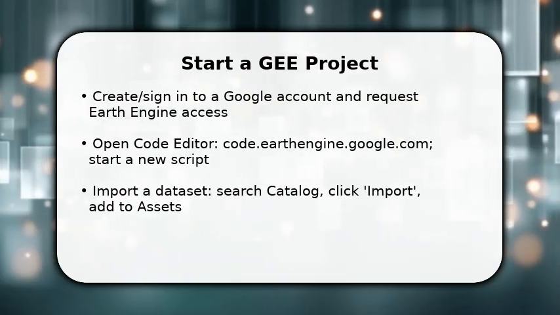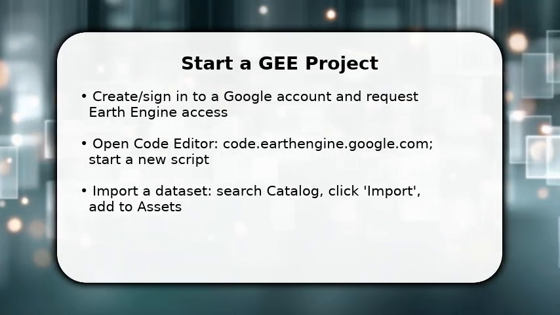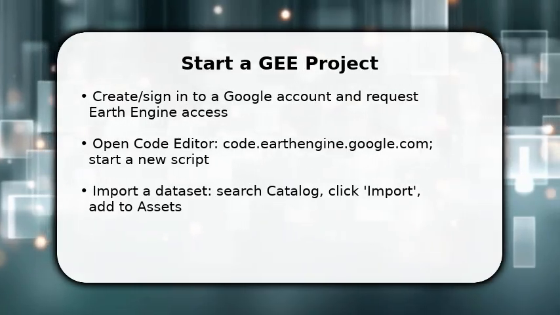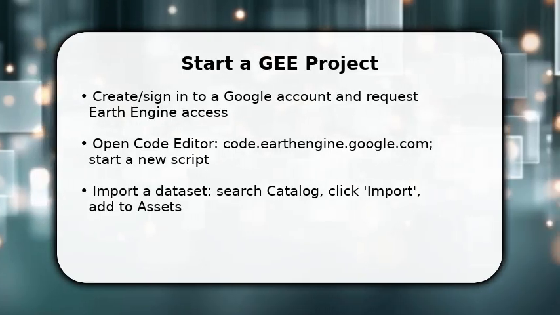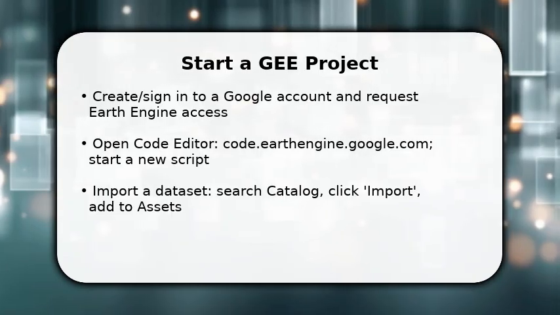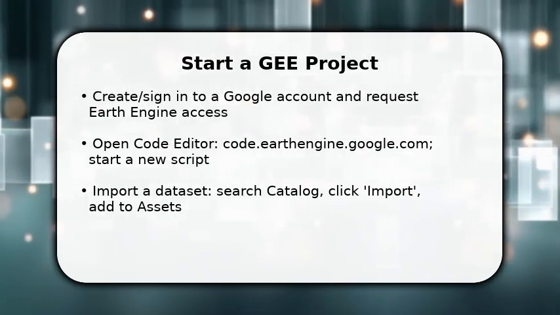You begin by getting access and opening the code editor. This is where you will run everything. Once signed in, request Earth Engine if needed and create a new script. Then import a dataset from the catalog into your script pane so you can reference it by variable name. Make sure to name imports clearly. This prevents confusion later. You are now ready with a workspace, a dataset, and a blank script.